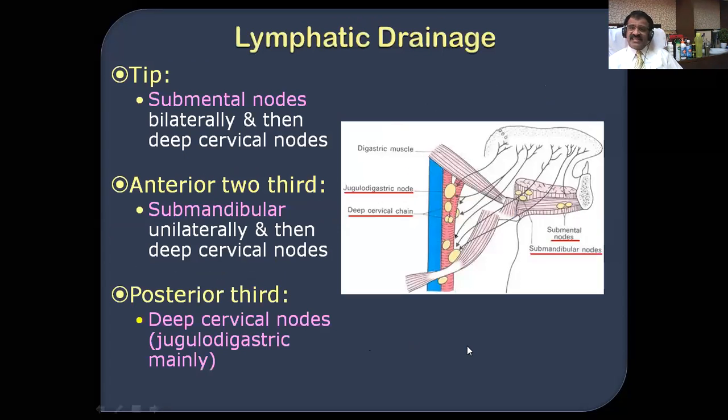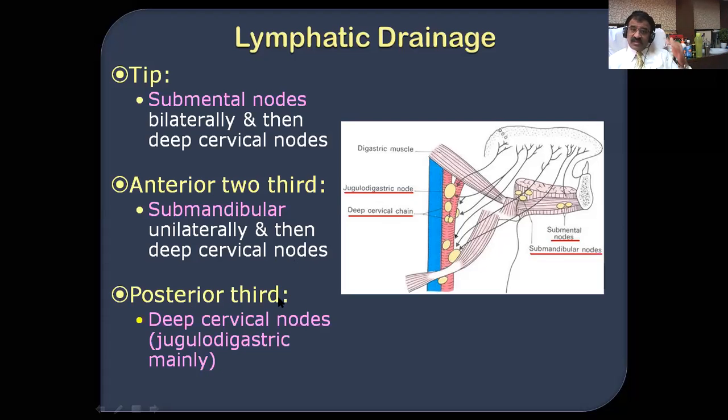Now, what is the lymphatic drainage? We have seen it during the study of various triangles of the neck, as well as while studying the submandibular region. One, the submental nodes drain the tip of the tongue. So the submental nodes, bilaterally, and then the lymph is further drained into the deep cervical nodes. For the anterior two-thirds, there are the submandibular lymph nodes, which are located in the submandibular triangle or digastric triangle. They drain unilaterally, and then further it is drained to the deep cervical nodes.